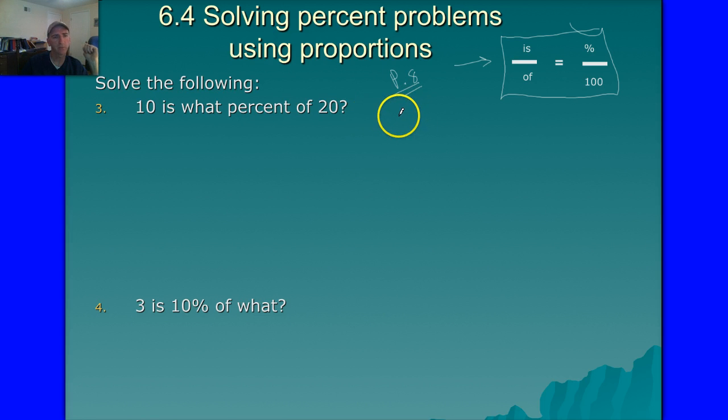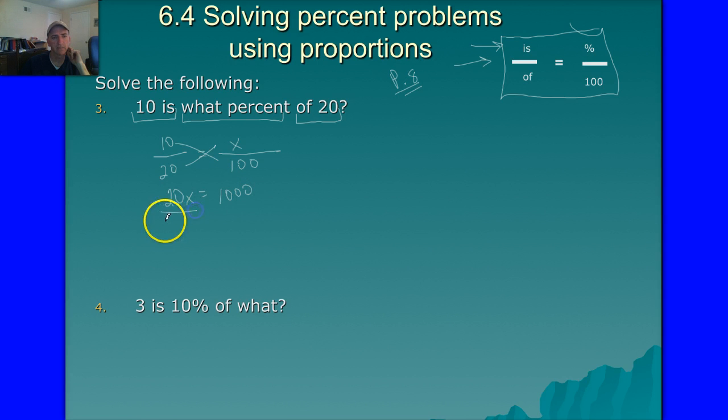Number 3 says 10 is what percent of 20, so if we just continued, it's 10 is, so the 10 is going to go right there in the is spot, 10 over, it says, what percent? Here's what that tells me. It tells me that the number over 100 is unknown, and of 20, that means the total, the whole part, is 20, and now we're just going to crisscross, do our simple math, and we'll have 20x is equal to 1,000. And we will divide that by 20, and we have x is equal to 50.